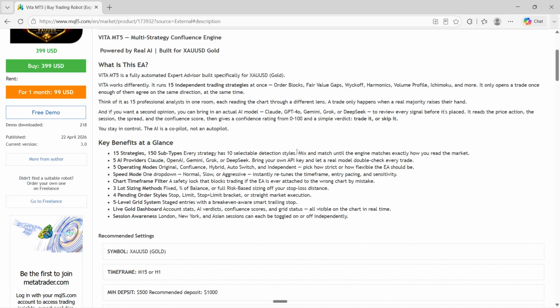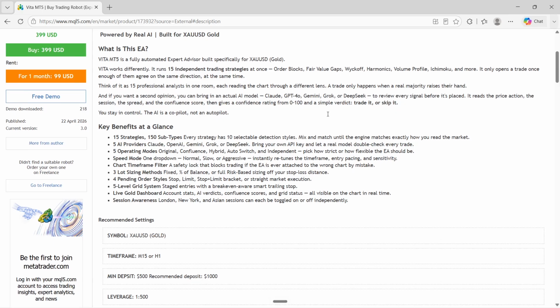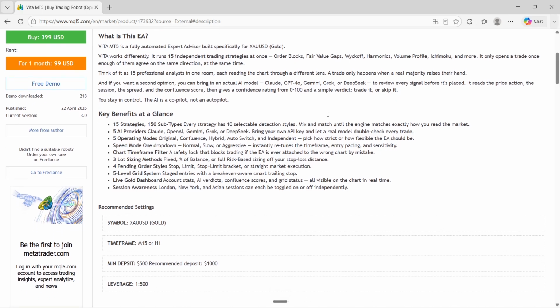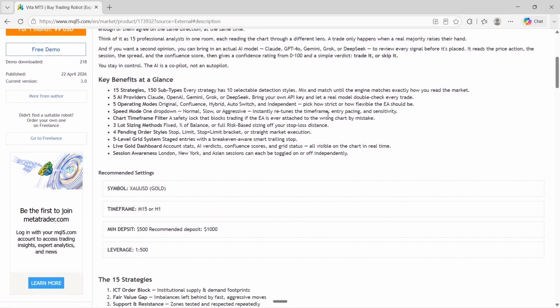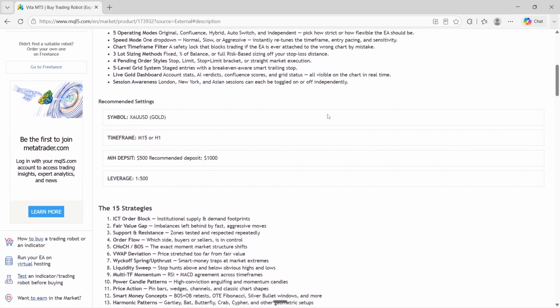So there are 5 operating modes ranging from pure order block to full multi-strategy confluence, hybrid, auto switch, and fully independent. Speed, session filters, lot sizing methods, and pending order styles are all adjustable. You can see the recommended settings.